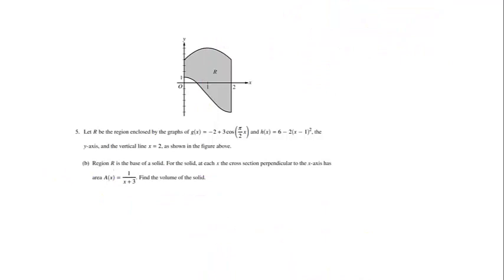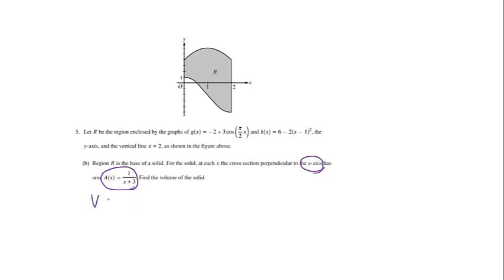Okay, part B says region R is the base of a solid. For the solid, at each x, the cross-section perpendicular to the x-axis has area 1 over x plus 3. Find the volume of the solid. Please notice they very nicely gave you the area. Wasn't that kind of them?